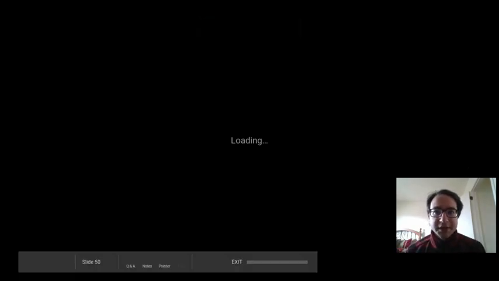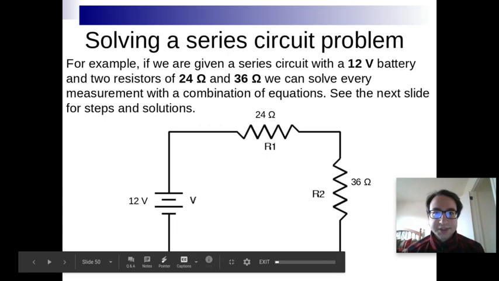All right, so we're going to take a look at an example problem of series circuits now that we have all the equations. So let's say we've got a series circuit problem: two resistors connected to a 12-volt battery. The two resistors have resistance values of 24 ohms and 36 ohms, and we're asked to solve everything.